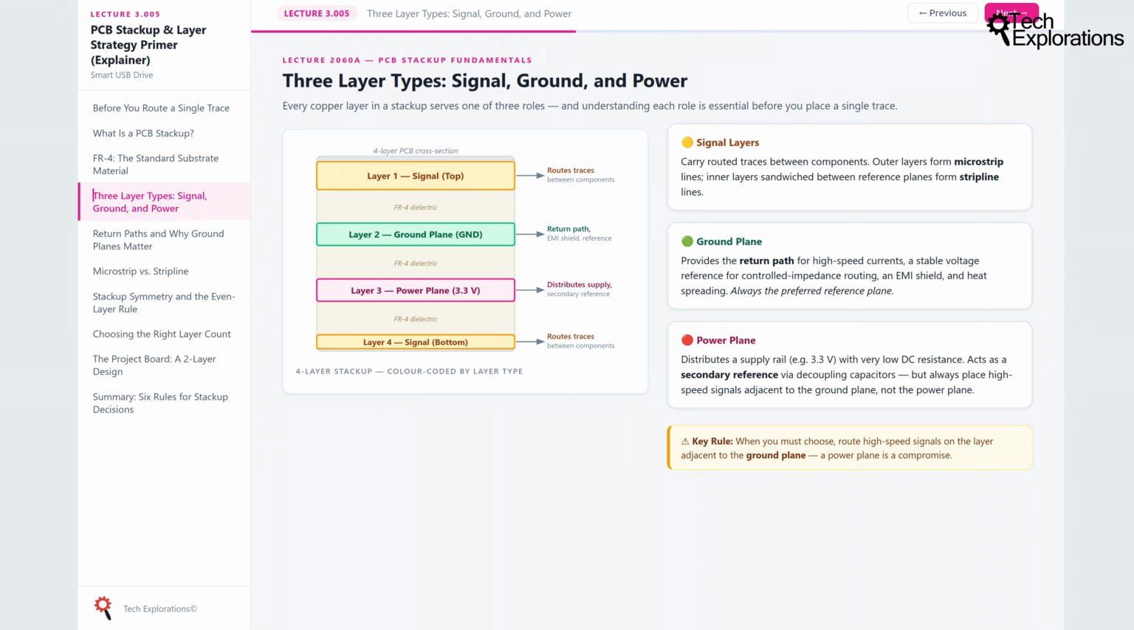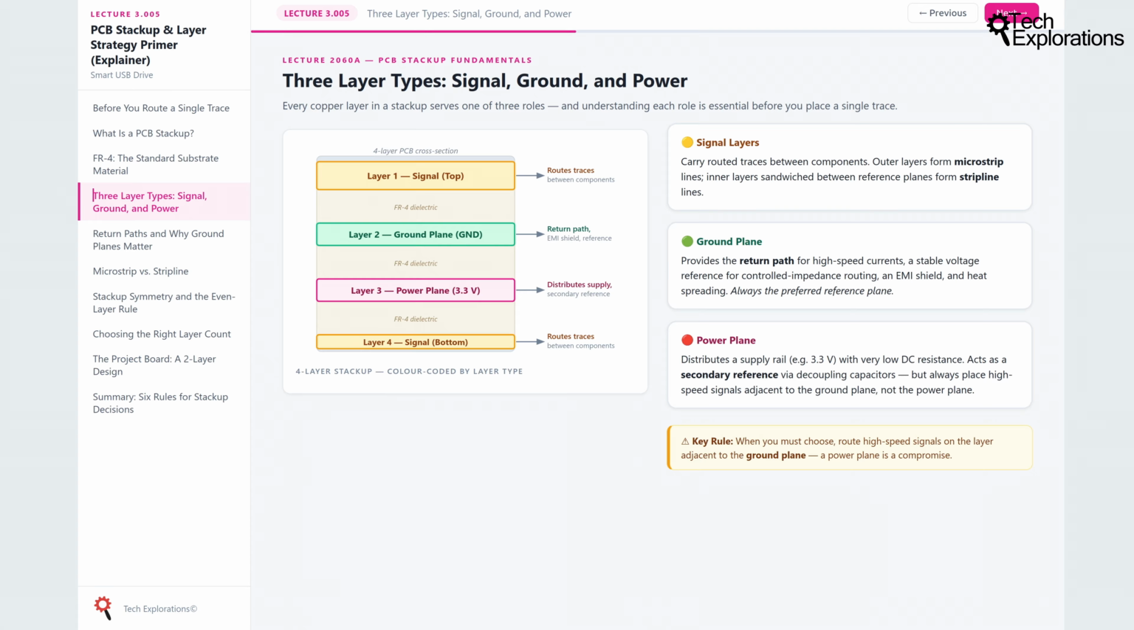Power planes are continuous copper layers connected to a supply rail such as 3.3 volts, 1.8 volts, and so on. They distribute supply voltage uniformly across the board with very low DC resistance, minimizing voltage drops. A power plane can also act as a secondary reference plane for an adjacent signal layer because at high frequencies, a power plane couples to ground through decoupling capacitors.